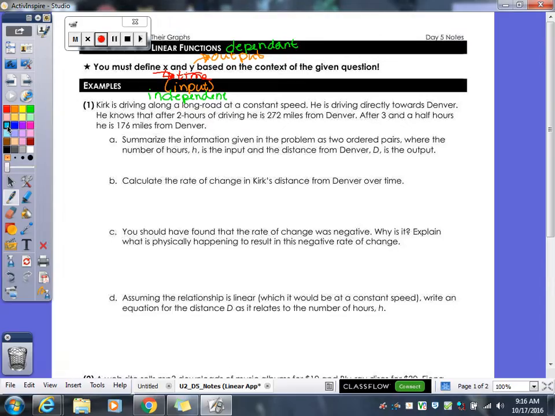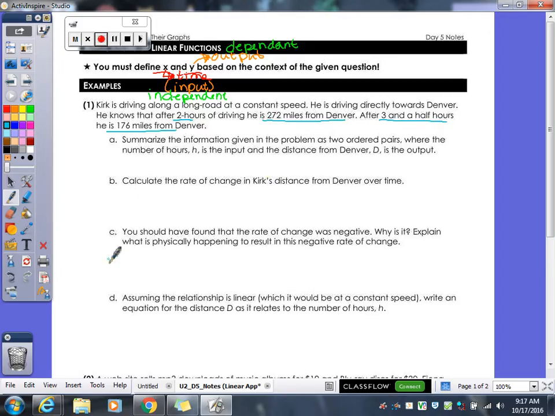All right, so let's take a look at our first problem here. Kirk is driving along a long road at a constant speed. He is driving directly towards Denver. He knows that after 2 hours, he is 272 miles from Denver. After 3.5 hours, he is 176 miles from Denver.